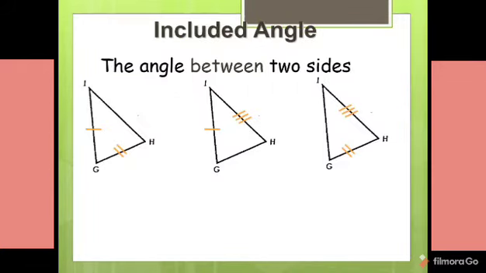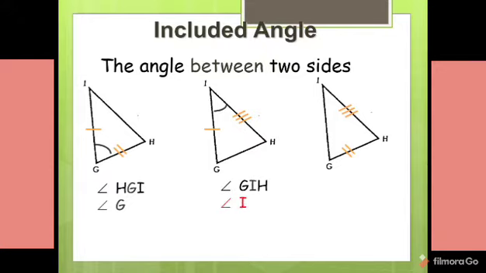Okay, so let's now have the included angle. What is an included angle? It is an angle between two sides. Let's take a look at the first illustration. Triangle IGH. Where is now our angle which is said to be between two congruent sides? You would have in the first illustration angle HGI, or you could have angle G. That's the included angle. How about in the second illustration?